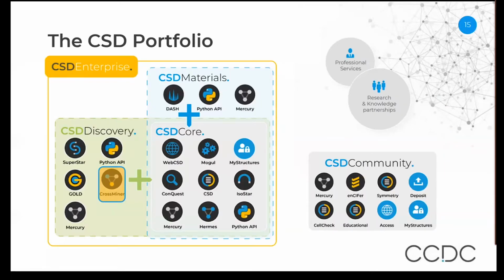let's have a look at the CSD portfolio. To help us get the most out of data in the CSD, we have a range of associated software to help us search, visualize, analyze and learn from the data. Today, we're going to be using CSD CrossMiner. You can find CSD CrossMiner in our CSD Discovery Suite, and CSD CrossMiner allows you to do pharmacophore searching across the CSD. So with that, I am going to pass on to Francesca, who's going to take us through CSD CrossMiner.